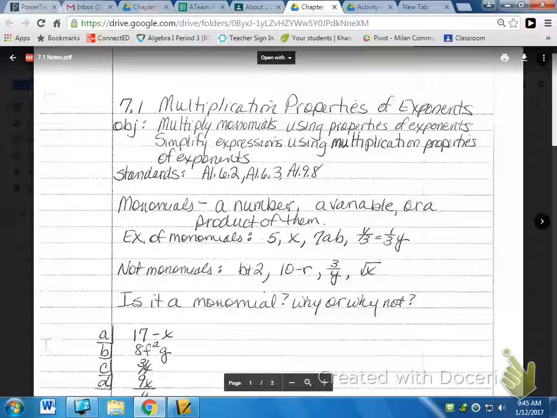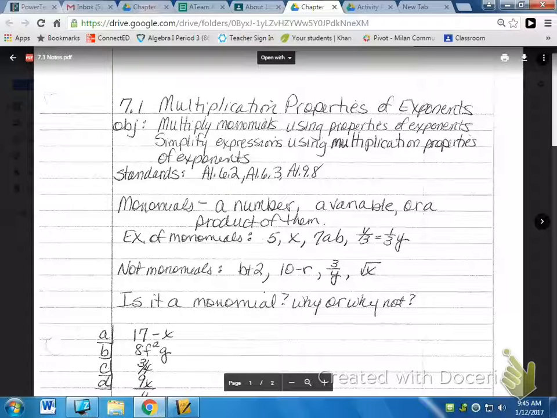The two things that eliminate something from being any kind of polynomial at all would be division by a variable, like 3 over y. Can't have y on the bottom. You can't divide by a variable. That is not a monomial or any kind of polynomial. And then a square root of a variable eliminates it also. Square root of x keeps it from being any kind of polynomial.